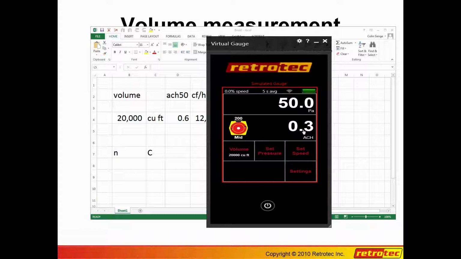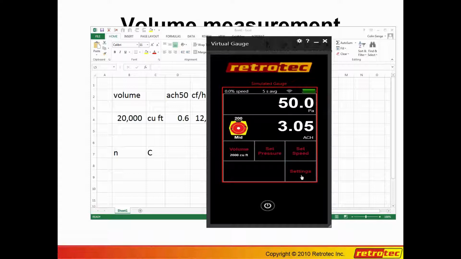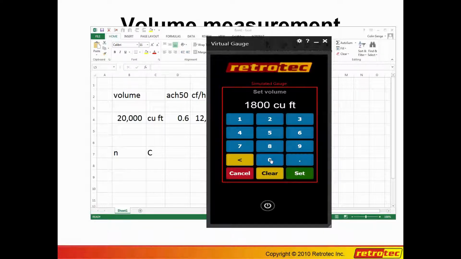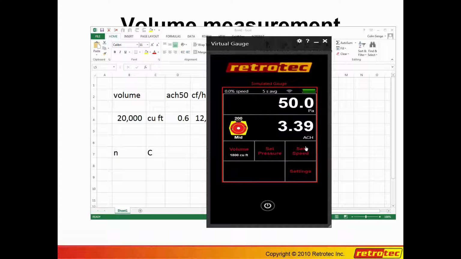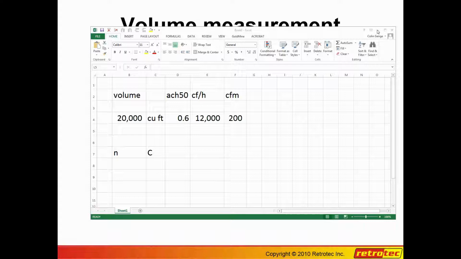Unfortunately, this air change rate's 0.3, so we don't have enough resolution. So what I'm going to do is change this to 2,000, so we'll have a bigger number to play with, and I'm going to change that by 10%. So 2,000, 10% of that is 200, so I'm going to change that to 1,800 volume, and we can see the air change rate immediately changed. It went from 3.05 to 3.39, so the air change rate changed in direct relationship to the volume that we just changed.